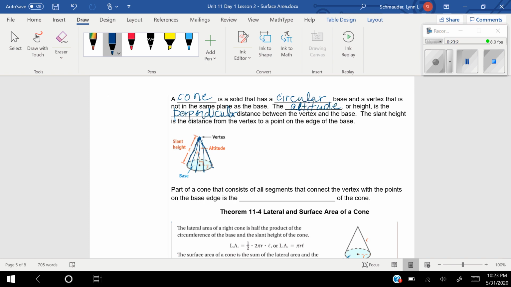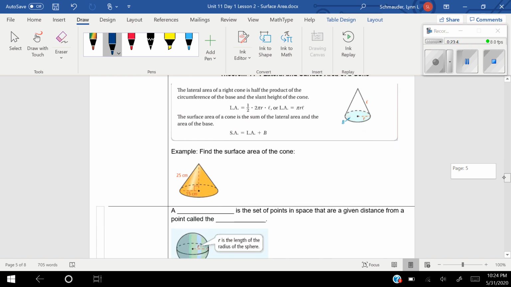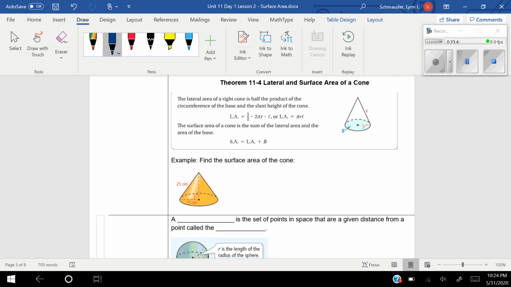Okay, so the part of a cone that consists of all segments that connect the vertex with the points on the base edge is called the lateral area. So everything except the circle that is the base is the lateral area of the cone. And how are we going to find that? Probably I'll have to remember this little formula here. The lateral area of a right cone is half the product of the circumference of the base and the slant height of the cone. So it's very similar to the pyramid, right?